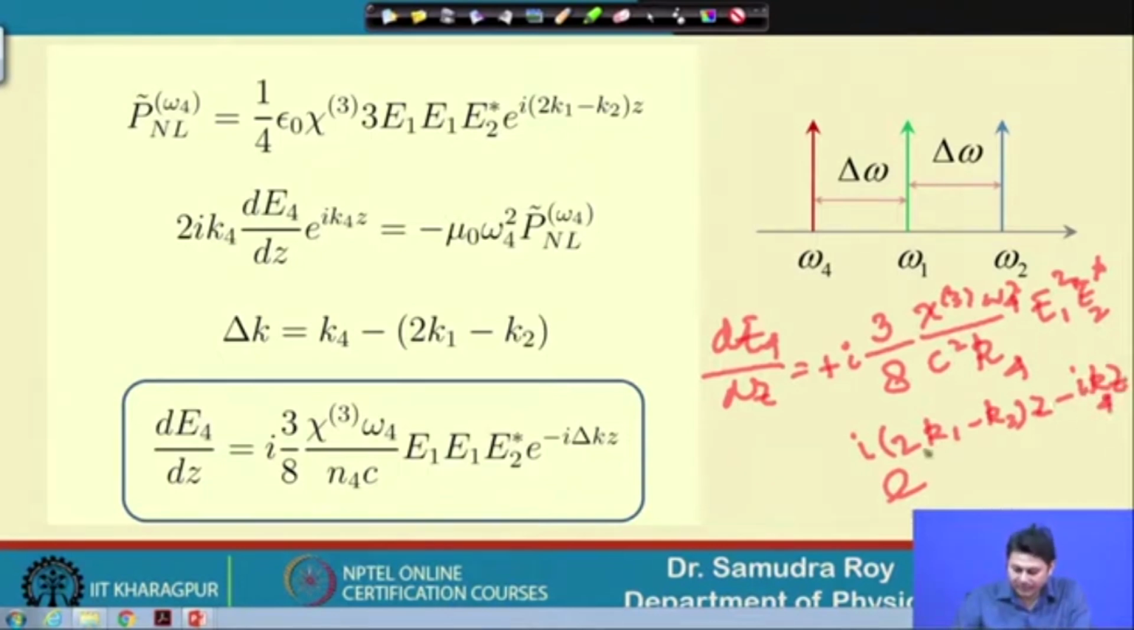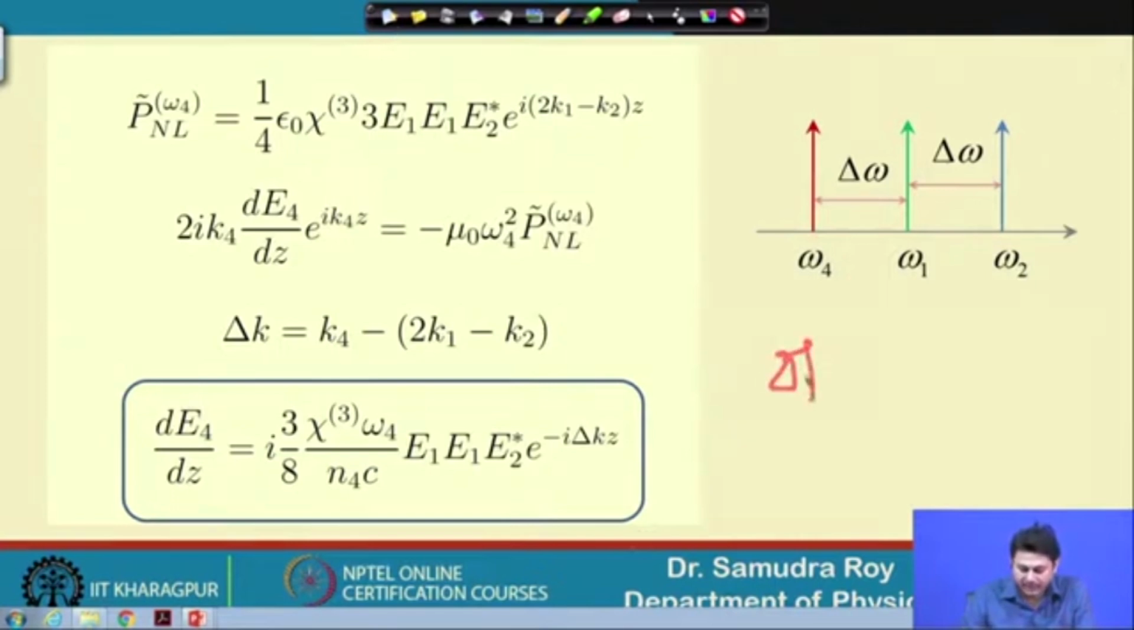Now, if I write k4 minus 2 k1 plus k2 as our delta k, then it should be minus of delta k, and the rest of the terms you can manipulate, because k4 is omega 4 divided by c multiplied by n1. So, the omega 4 over c will cancel out, and we will eventually have this equation. This is the evolution equation of the cross phase, the cross frequency term, or the omega 4 term. So, one crosstalk frequency, omega 4, one can generate, and this is the corresponding field evolution equation.